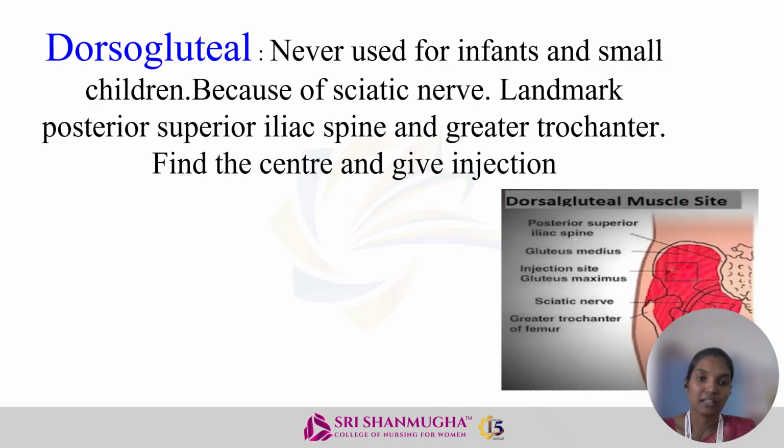Next, dorsogluteal. This we never give for infants and small children. We never use the dorsogluteal site for them because the sciatic nerve is present, so it is dangerous for infants and children. Landmarks: posterior superior iliac spine and greater trochanter. Find the center and give the injection. This is the correct route for the dorsogluteal muscle site. These are all the things for sites of injection.